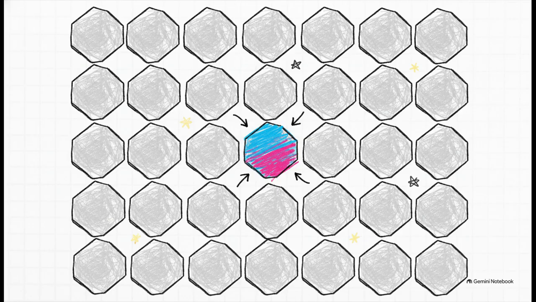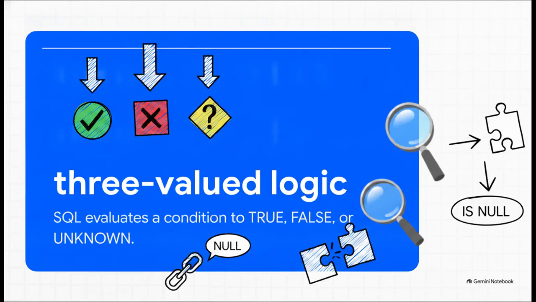Suddenly, your database holds contradictory answers. Just think about it. 30 copies of a founding year is basically 29 chances to disagree with yourself. Next up is a concept called 3-valued logic. In SQL, a condition evaluates to true, false, or unknown.